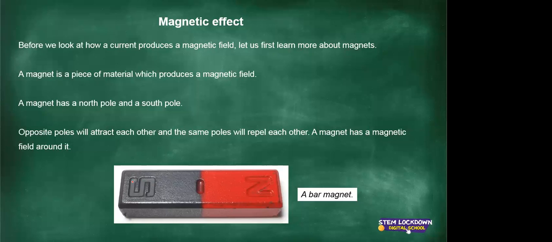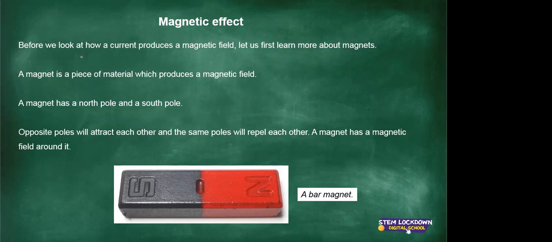Yes, Levi? I was about to say that opposite poles will attract each other and the same will repel. Very good, Levi. So we say opposite poles attract each other and like poles repel each other. That's also what we learned in our previous lessons about atoms as well. Very good. Well done, Levi.